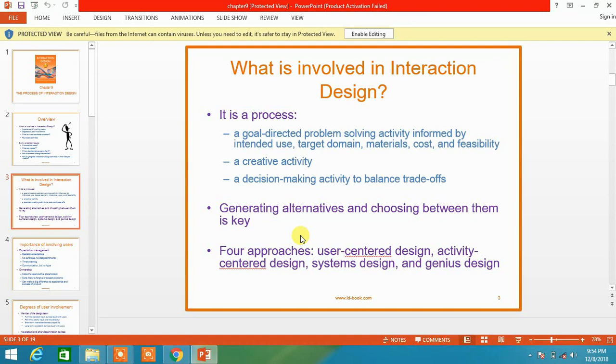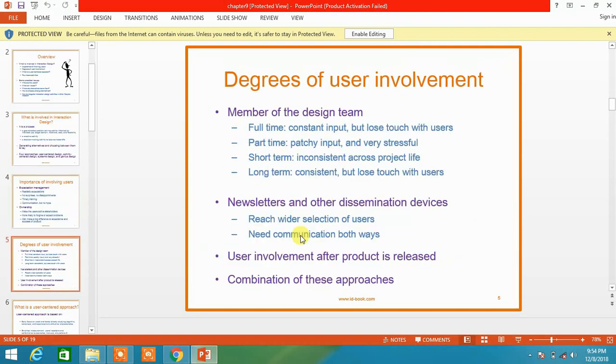Four basic approaches are involved in interaction design. First of all is user-centered design. Second is activity-centered design. Third one is systems design, and fourth one is genius design. Now we will discuss the activities that are involved in interaction design. Basically, there are four activities that are involved in interaction design.